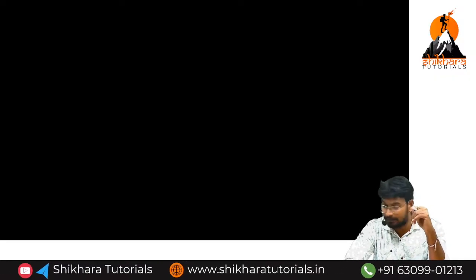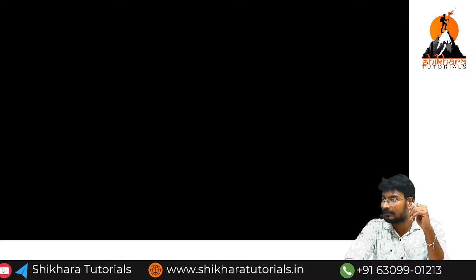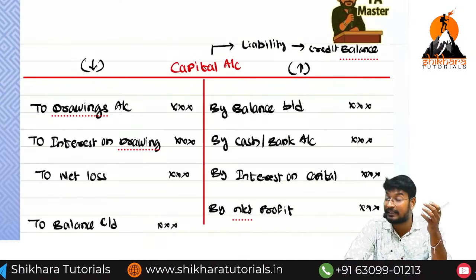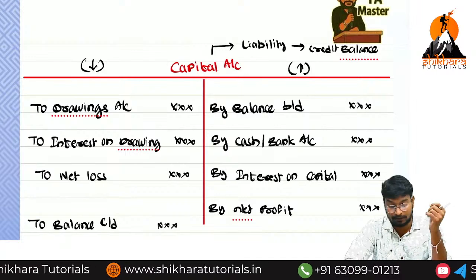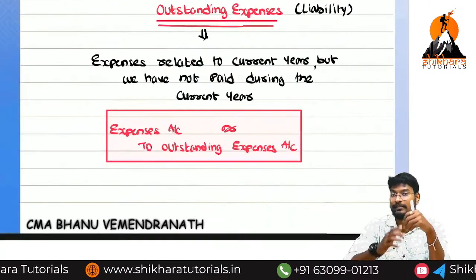In the previous class, we started the discussion about outstanding expenses, which we have completed, and prepaid expenses, which we have completed. Then we discussed the capital account, the debtor account, and the creditor account. So, one by one we are discussing.